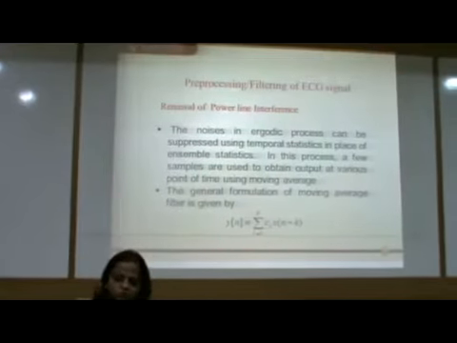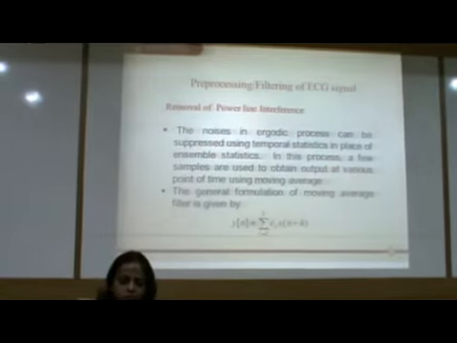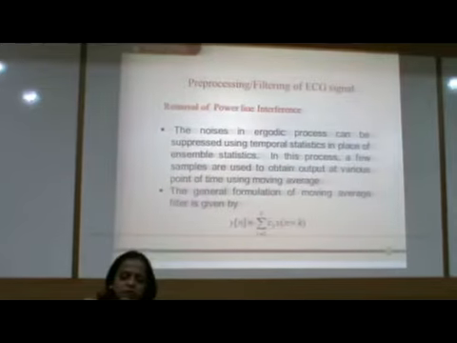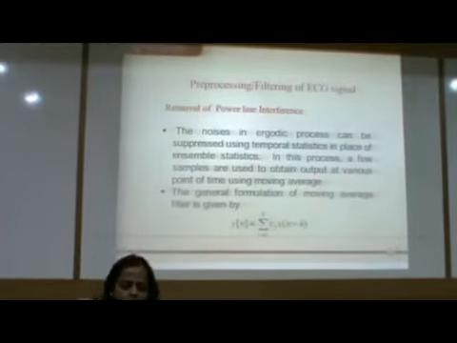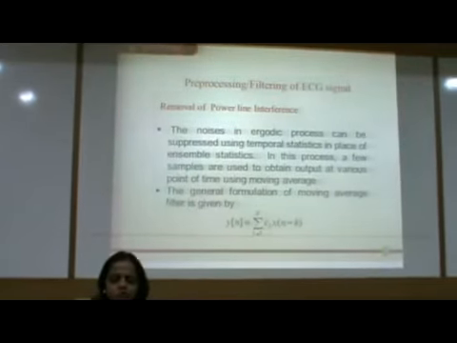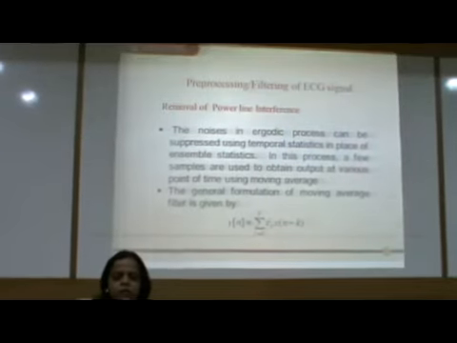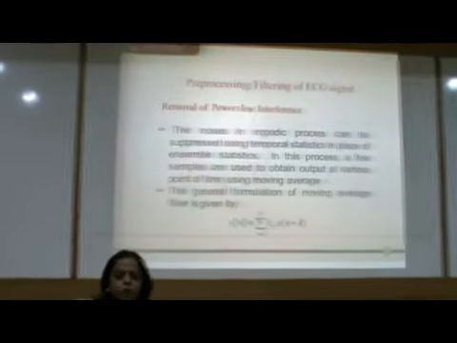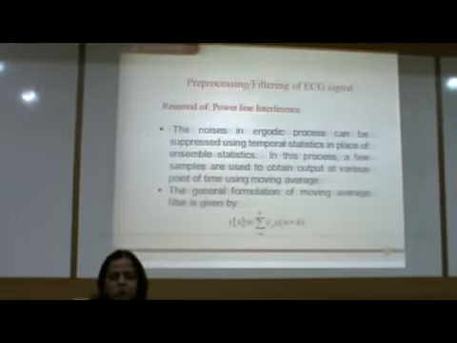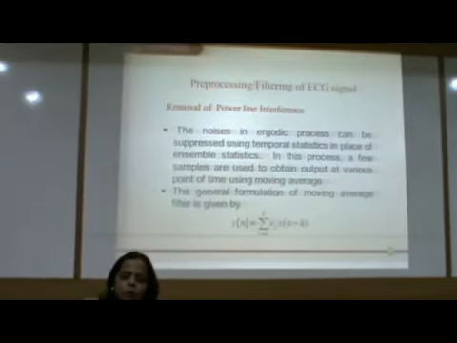For removal of power line interference, we use the low pass filter. The noise is an ergodic process, and can be suppressed using temporal statistics in place of ensemble statistics. In this process, a few samples are used to obtain output at various points of time using a moving average filter. The moving average filter is also called a FIR filter or low pass filter.